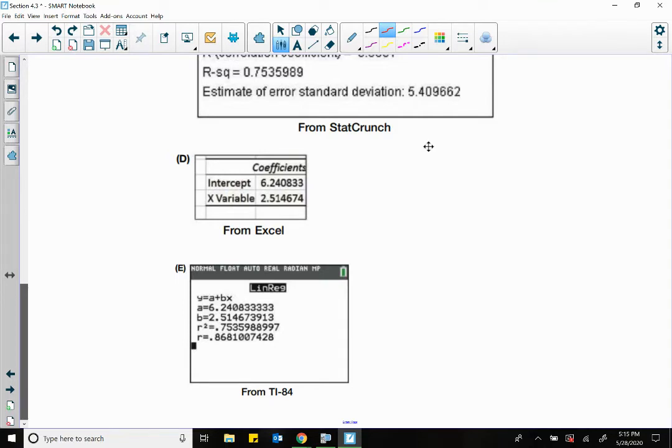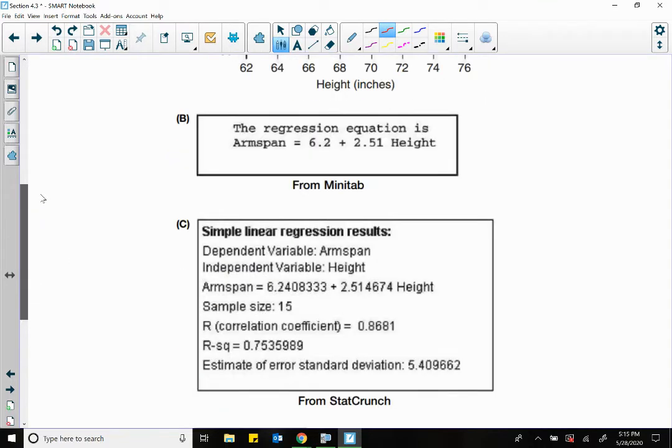Okay. So if you're looking at these things, obviously from Minitab, there's the equation. Although Minitab does a little bit more rounding. From StatCrunch, again, right here is the equation. And it has the words and everything in its spot. It doesn't do as much rounding. Also, it tells you a little bit more. The sample size. There's our correlation coefficient. There's R squared, which we will talk about in 4.4. And then there's an estimate of error, which, again, we'll talk about later on.